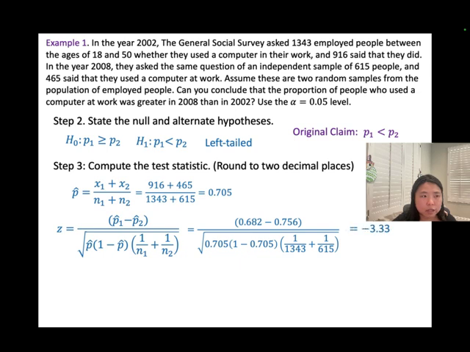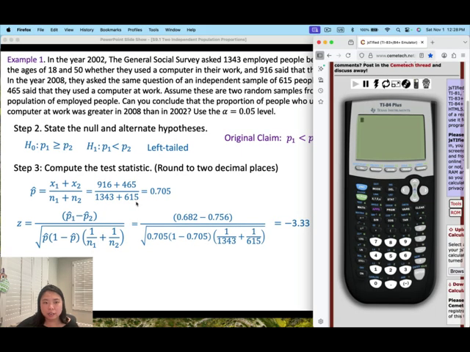Okay, you're going to get negative 3.33. For the z here, I'm going to put parenthesis 0.682 minus 0.756, close it, and then divided by the square root.